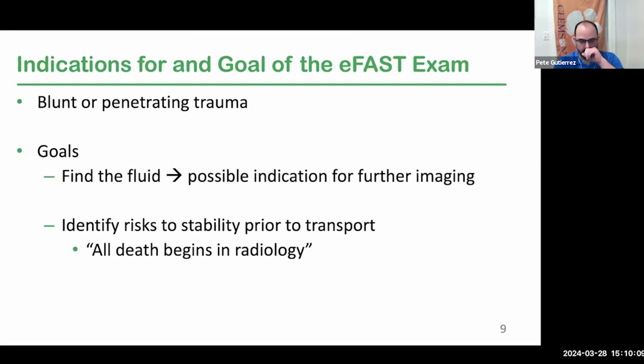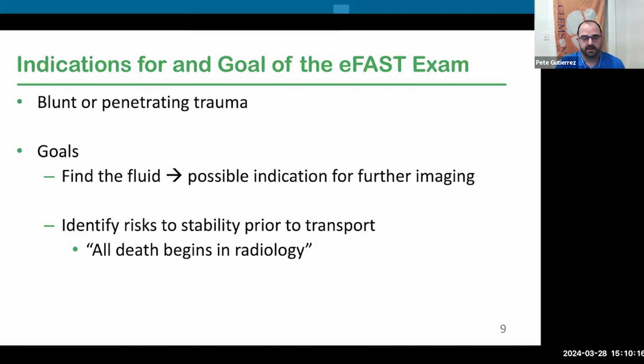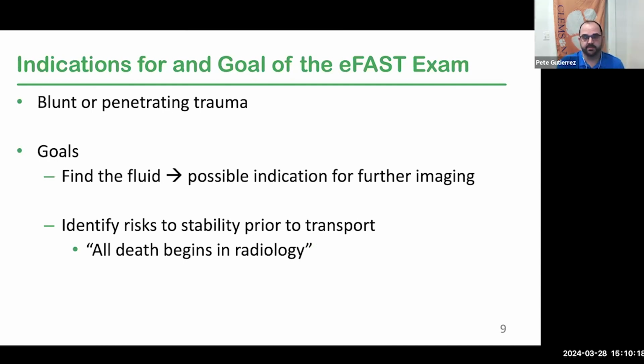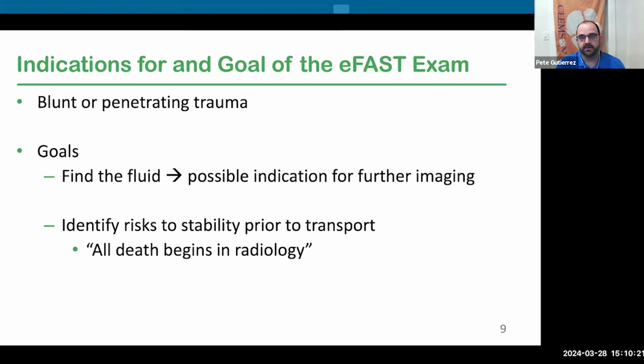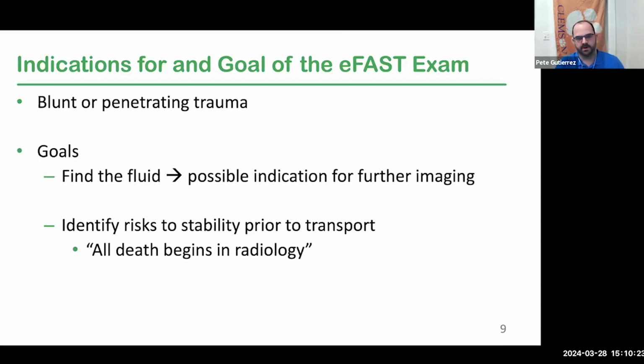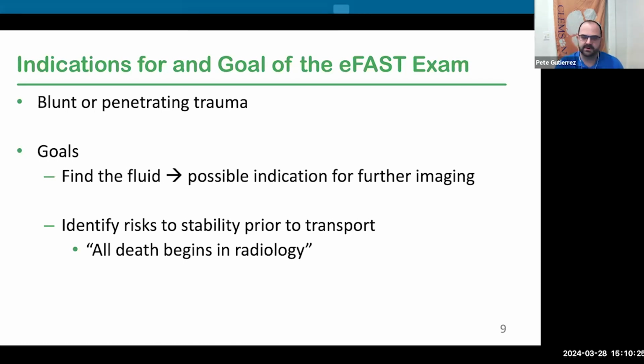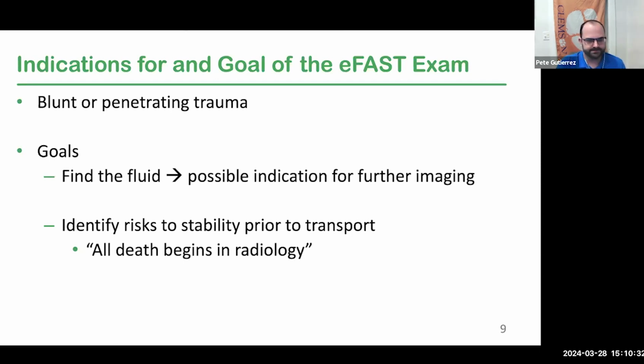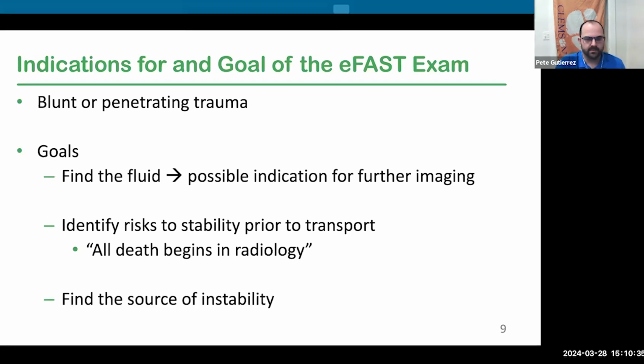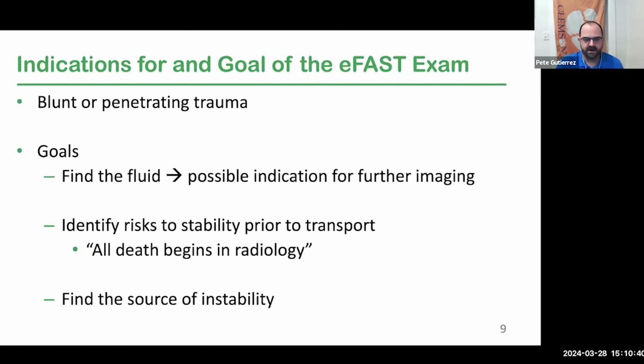When we have a patient who's being transported to us from another hospital, it could be used to identify the risks of stability prior to transport, either between hospitals or between the emergency department and other departments of the hospital. A very intelligent mentor once said that all death begins in radiology. And for the generally unstable patient, to find the source of that instability.